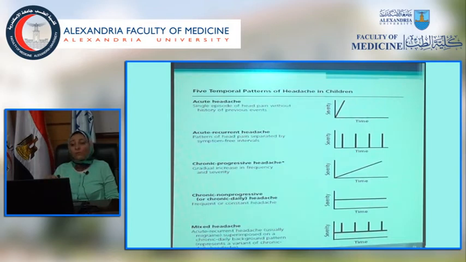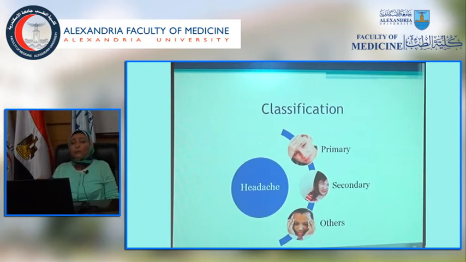You have chronic non-progressive headache, which is present all the time, but the severity or the frequency of the attacks does not increase with time. And of course you have the mixed headache. This is one of the approaches that can be used to identify the underlying etiology. But actually the broader classification and the most commonly used classification by pediatricians is to classify this headache either as primary or secondary or others.